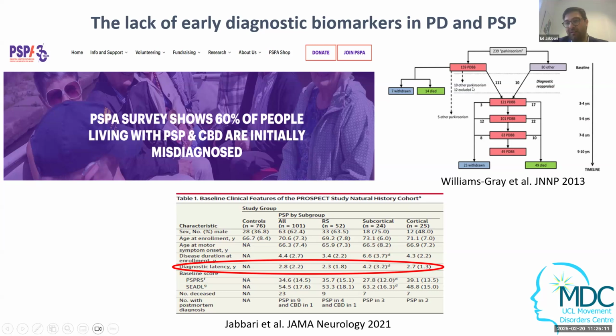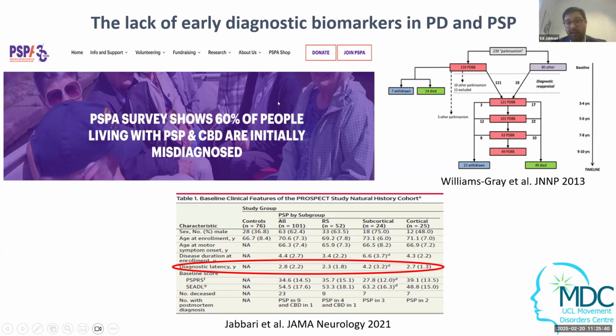This was a study from Cambridge where they took 239 patients with very early stage Parkinsonism who fulfilled diagnostic criteria for Parkinson's disease. And then they followed them up over time, and they found that up to 10% of those patients went on to have a revised diagnosis. And that 10% included patients with PSP and CBD.